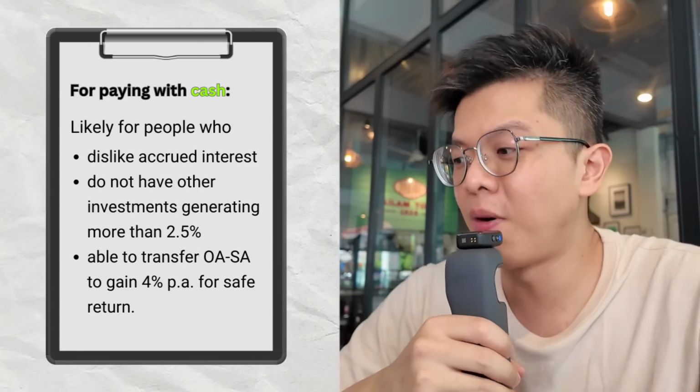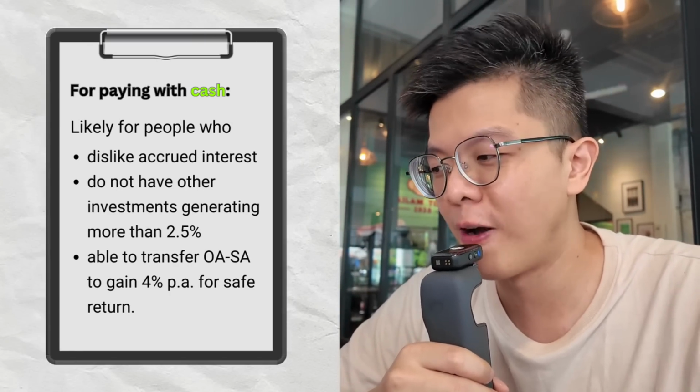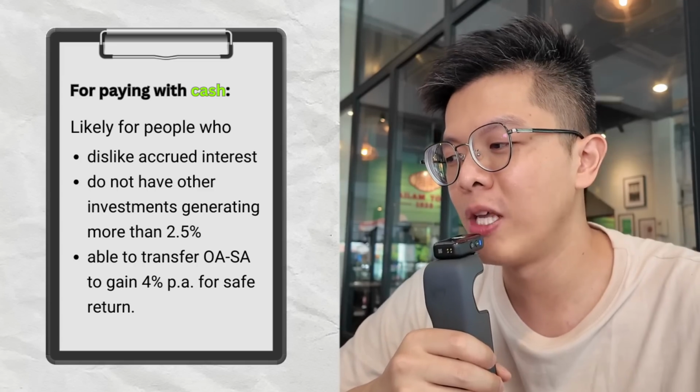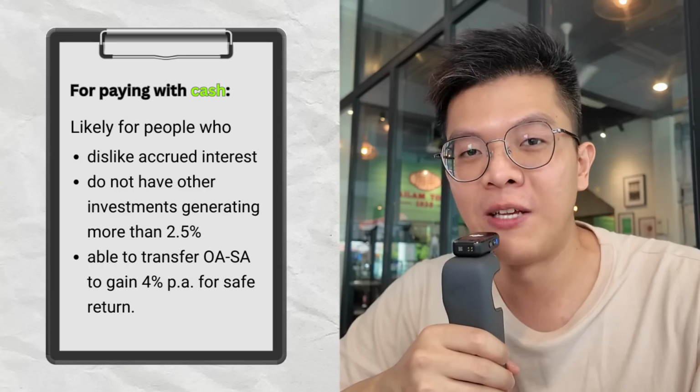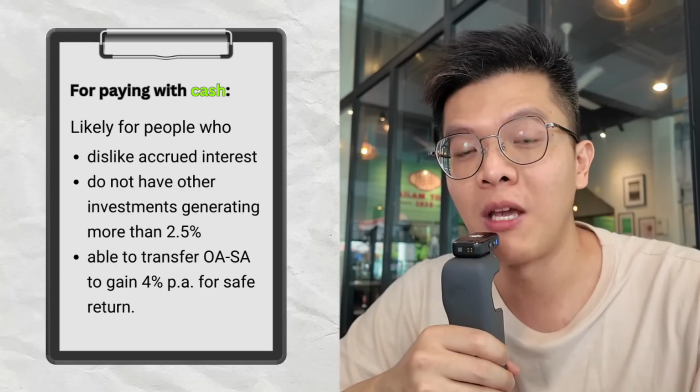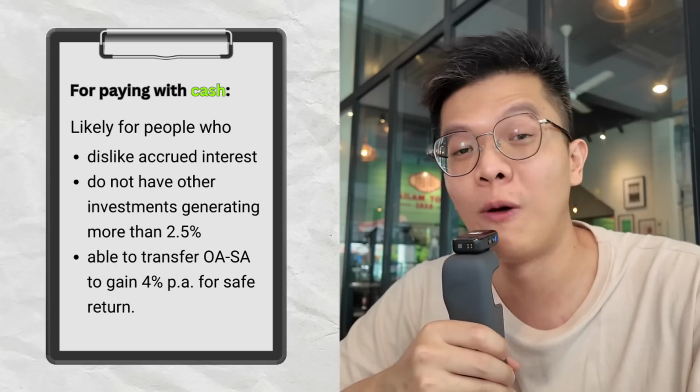Now, for those who are considering to pay with cash, likely they are in this scenario. They dislike the concept of accrued interest, they do not have other investments generating more than 2.5%, and they are able to transfer OA to SA to gain 4% per annum for safe return. Because if they are not using their CPF OA to pay for the mortgage, their OA has not much usage, right? So they can transfer to SA to earn 4%.